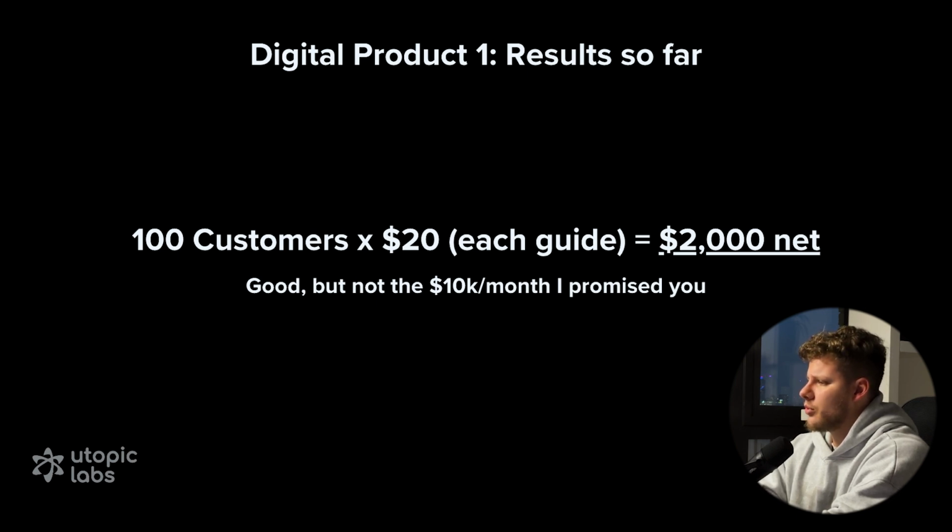Now, in terms of the digital product number one, if you do sell it at $20, and maybe you find 100 customers, in total you will have $2,000 net, right? Obviously, this is good. You're still making money. You're still making $2,000 if you can find 100 customers a month, which I know it might sound crazy, but it's actually super achievable, right? So as I was saying, this is good, but it's not the 10K a month I promised you at the beginning of this video. So I'm going to show you exactly how you can increase your average order value with cross-sells, upsells, and essentially get to 10K a month with this.